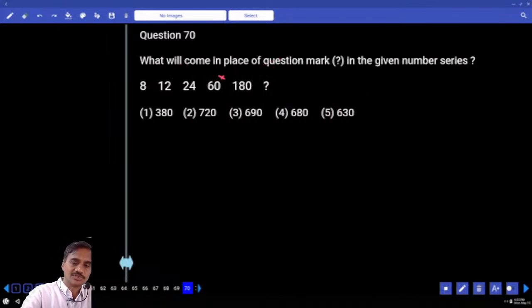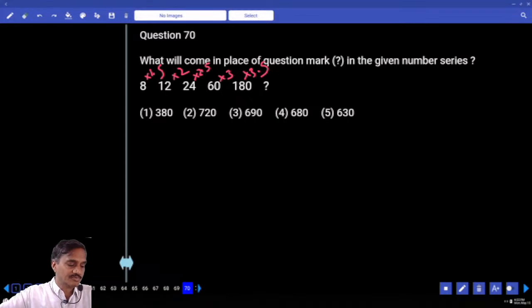Then 70th. 8 and 12. And 60 into 3. Now this is into 2.5. Now it is into 2. Into 1.5, 2.5, 3 points. Now 18 into 3.5. And what is your answer here? And 550 plus 540 plus 90, 630. Choice 5, question number 70. Clear?